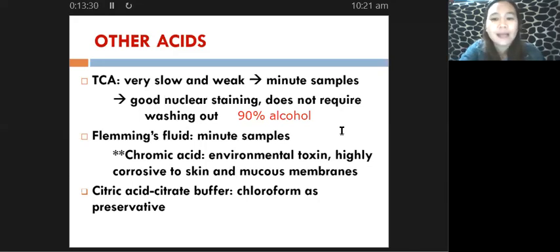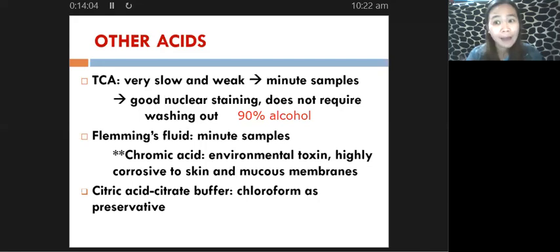Okay? Yes. So another, we have your Fleming's fluid. All right. So your Fleming's fluid, yes. Okay. Yes, looks familiar or sounds familiar. It is also a fixative. Okay. So Fleming's can be used as a fixative and a decalcifying agent. And in the laboratory, we utilize Fleming's fluid for the decalcification of minute samples.